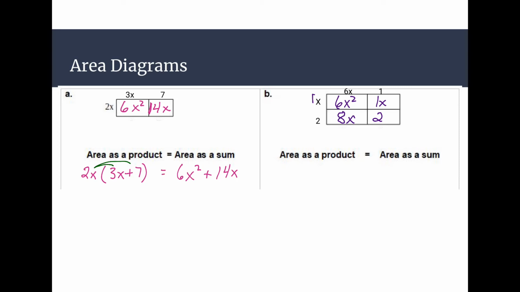So area as a product. We have our x plus 2 from the side, and then we have 6x plus 1 from the top. And that's going to equal our 6x squared. Just a reminder, we combine like terms. So 1x plus 8x, I'm going to combine those to get 9x, plus 2.